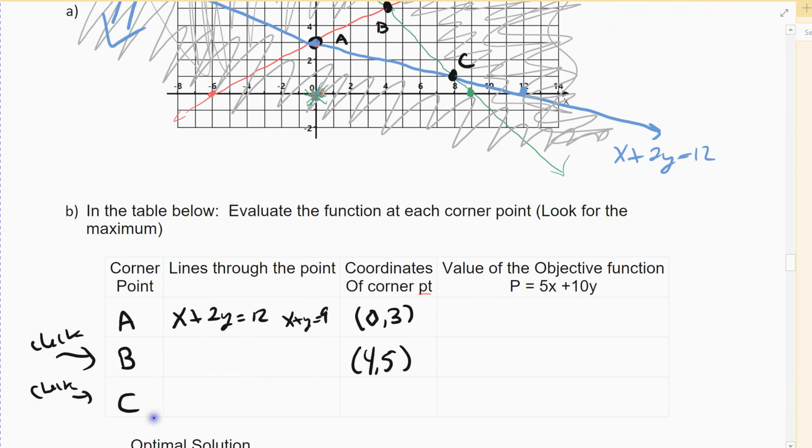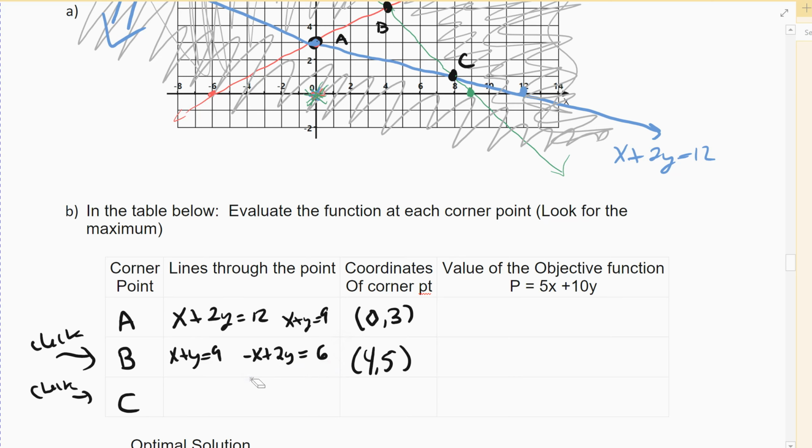Alright, so B went through the red line, which was our x plus y equals 9. And that checks, right? If I take 4, add it to 5, I get 9. And then it went through the green line. The green line was our negative x plus 2y equals 6. And I should check that it works in that one as well. So if I plug in 4, I get negative 4 plus 2 times 5, which will give me 10. Negative 4 plus 10 does come out 6, and it does check. Alright, so that is my corner point.